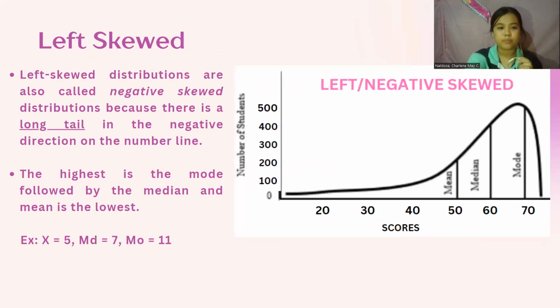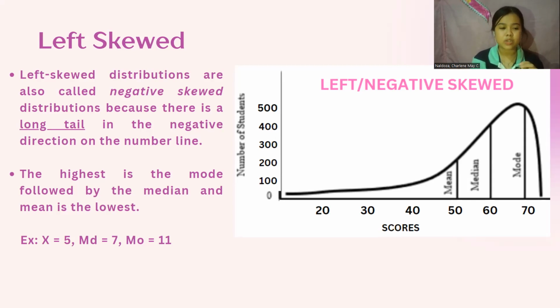Okay, now, the left skewed distribution is also called negative skewed distribution because there is a long tail in the negative direction of the number line. As you can see in the picture, in the left skewed, the tail is longer to the left side. So that's why it is called left skewed.